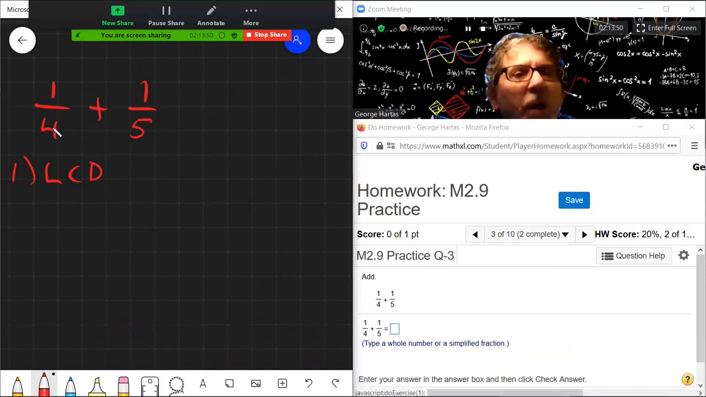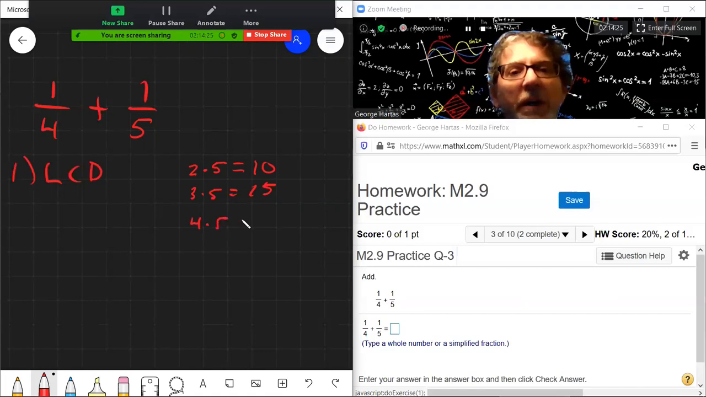So, does the smaller number divide into the big number evenly? No. So we take the next multiple of the bigger number. 1 times 5 is 5, and 4 does not divide into 5. 2 times 5 is 10. Does 4 divide into 10? No. 3 times 5 is 15. Does 4, the smaller number, divide into 15? No.